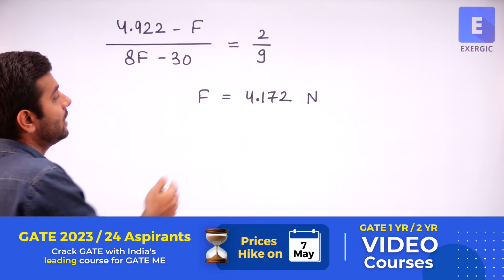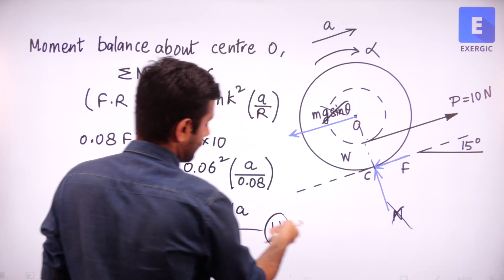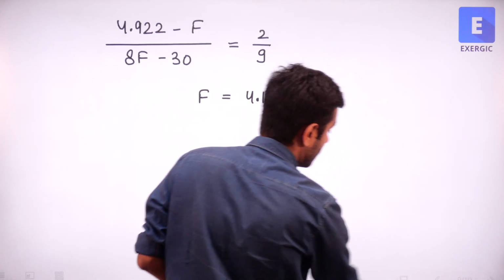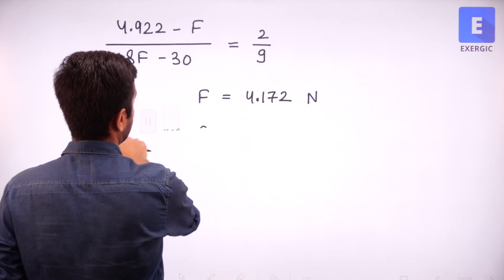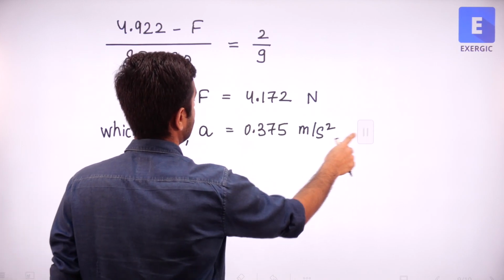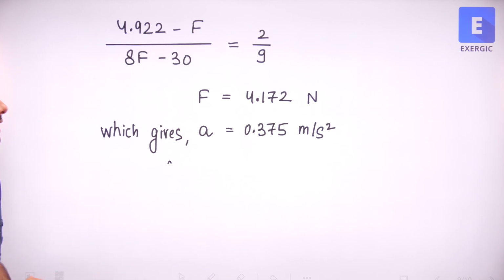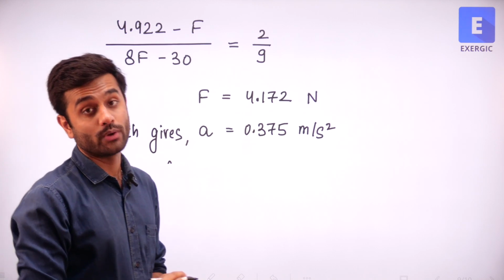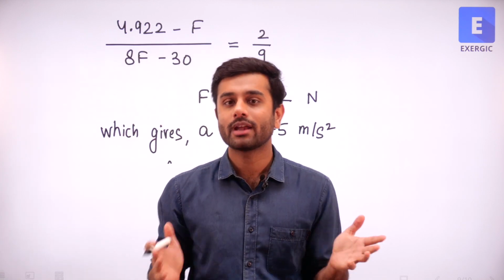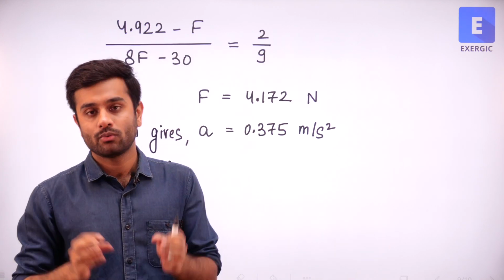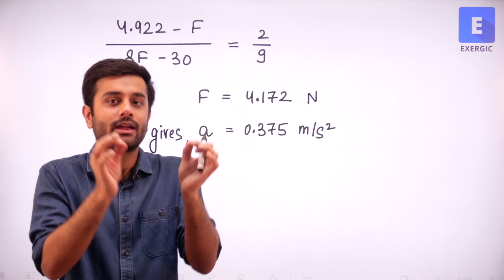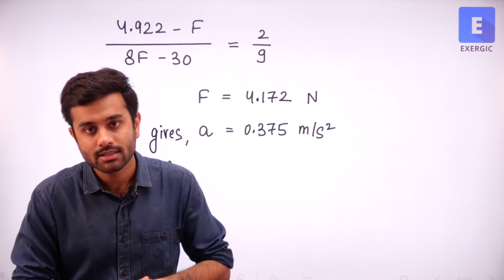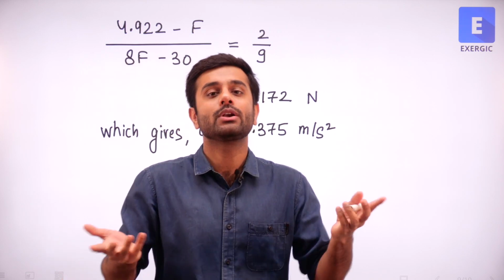And if you know the value of F, put it in either equation 2 or 1, and you will be able to find out the value of acceleration as well, which will come out to be 0.375 meter per second square. So what are we trying to do here? Let's understand. We found out the value of F, and from that we found out the value of acceleration. But why are we doing it?